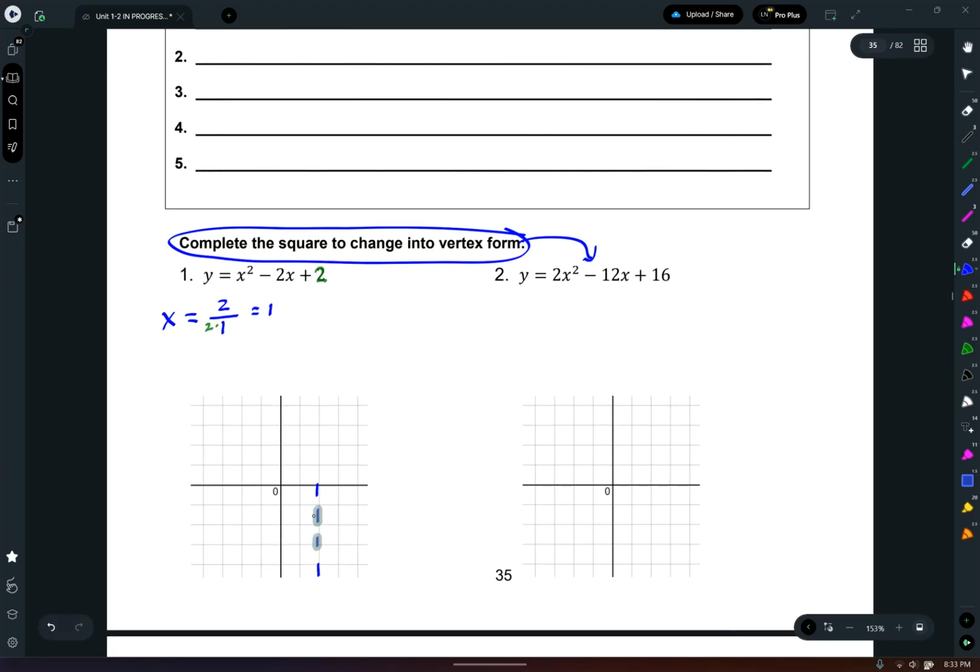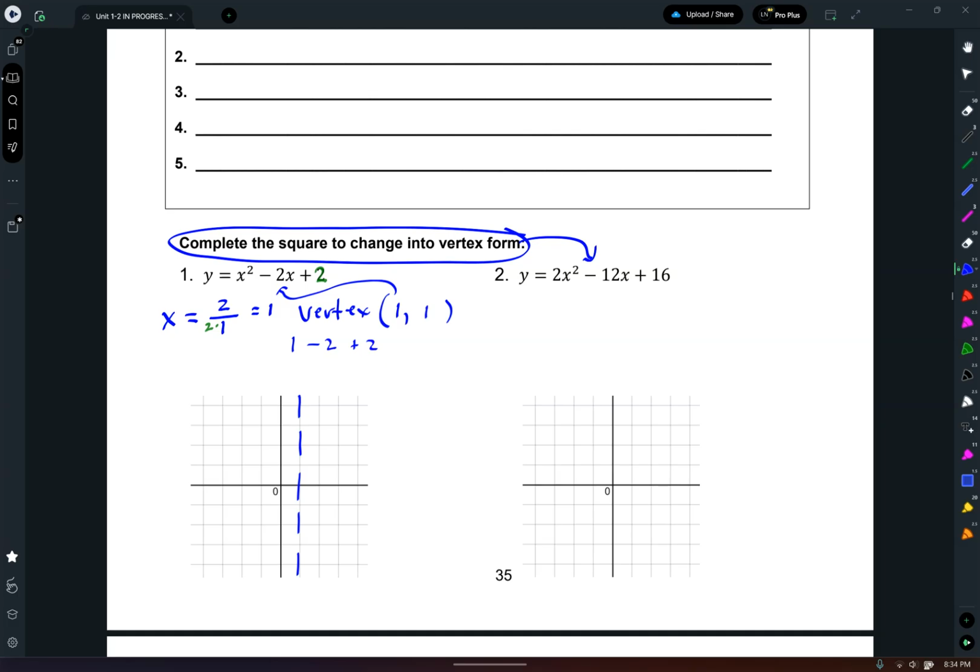Let's fix it. Axis of symmetry is at 1. And that means that my vertex has an x-coordinate of 1 comma something. So in order to find out what the y value is, plug your 1 into your equation. So 1 squared minus 2 times 1 plus 2. I think that's going to come out to be 1, isn't it? So 1, 1 is my vertex.